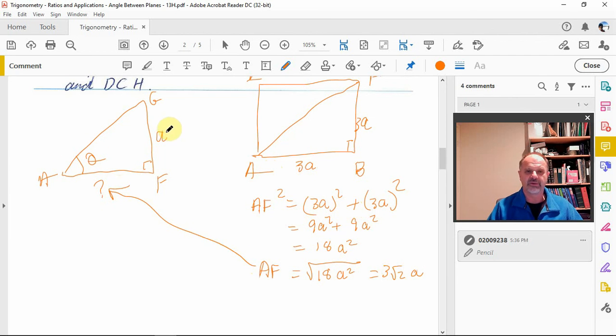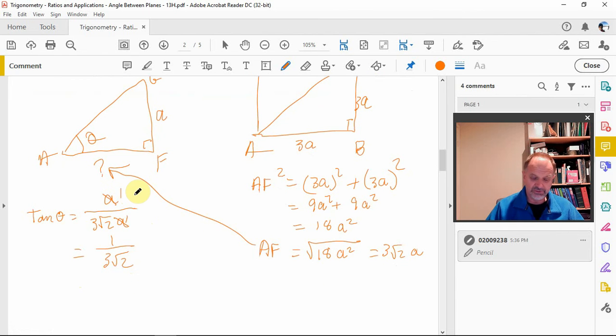All right, so now we've got AF there. And so now we want theta. Now we've got the opposite and the adjacent, so tan theta equals the opposite, which is a, over the adjacent, which is 3 root 2 a. And the good thing here is our a's cancel out. So we end up with 1 on 3 root 2. We'll then grab our calculator out and do theta is tan minus 1 of 1 on 3 root 2, which turns out to be 13.26 degrees when you figure that out.